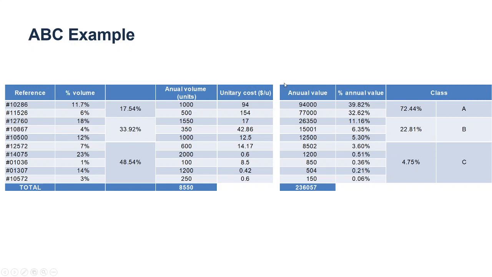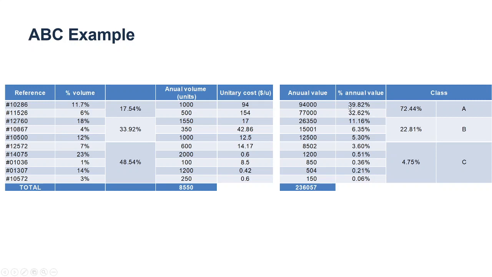Okay, and we have now some more new columns here, which is the annual value in terms of what they represent according to their cost. So this 94,000 is 94, the unit cost of that item, times 1,000, which is the annual volume we have measured in units. And the same for the rest of all our items. And notice that these are already sorted in descending order, so that this item we have here is the one with the highest annual volume, and here we have the one with the lowest annual volume.